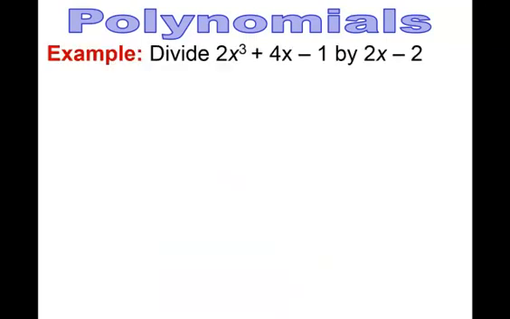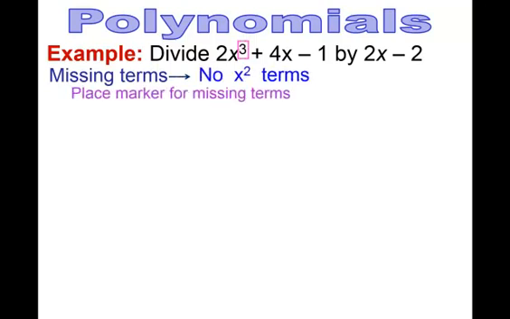So now I want to show you when we have a case where we start off with an x cubed and then no x squared is in the problem. When you're missing a term, you have to put a place marker for the term that's missing. If you start with a cube, you need to have a squared term, you need to have an x term, and you need your constant term.